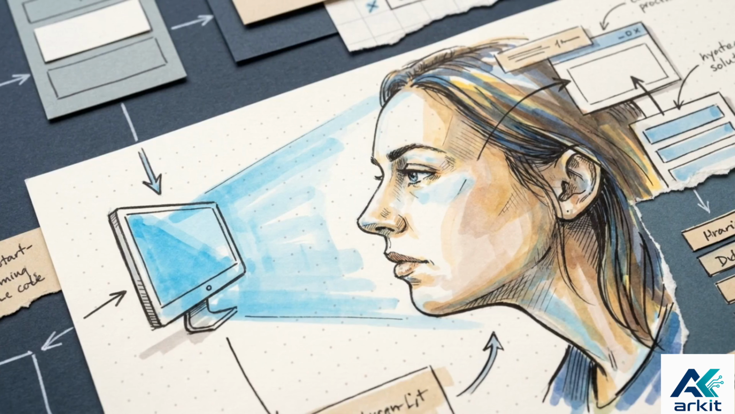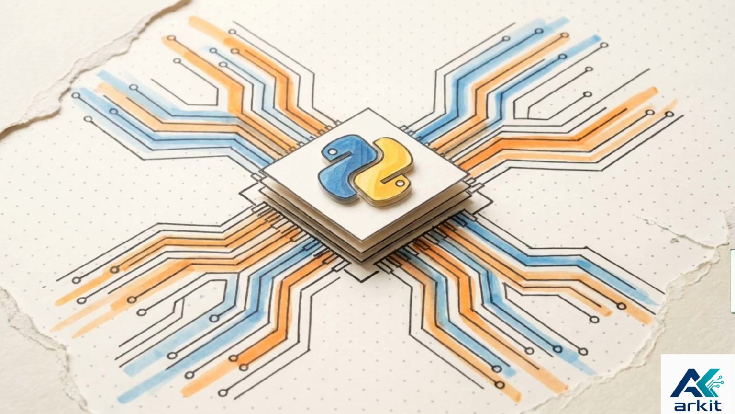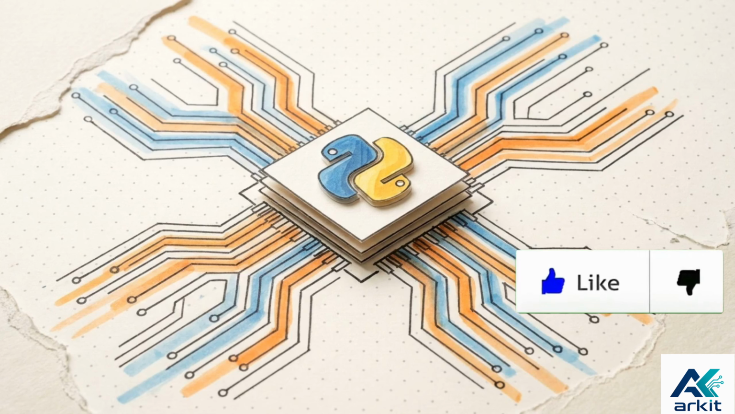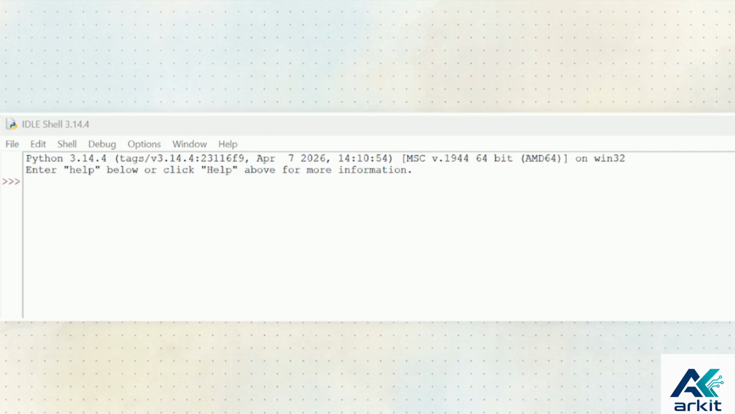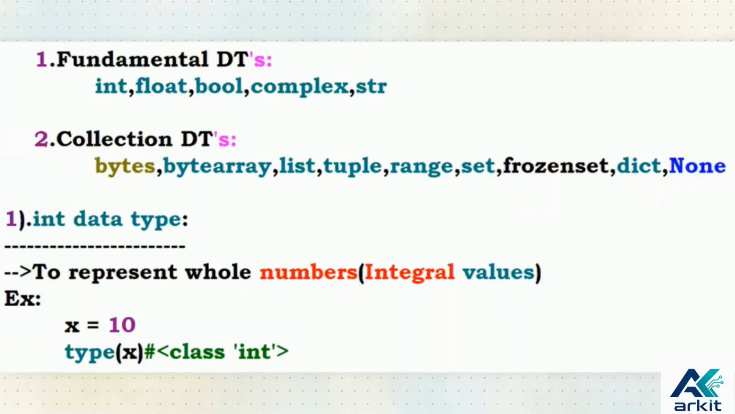This raises a technical question. If we aren't the ones defining these types, what is the internal logic Python uses to interpret the numbers we type into it? We can see this logic in action by opening the Python IDLE shell, the interactive environment where we talk directly to the interpreter. While Python supports 14 different data types, they all branch off from these 5 fundamental building blocks: integers, floats, booleans, complex numbers, and strings.